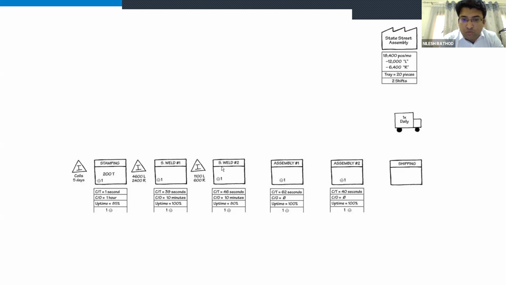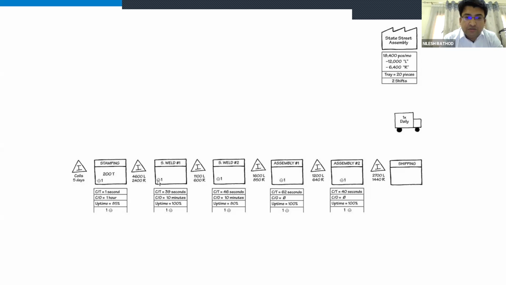Similarly, before spot weld 2, there is inventory. So every workstation has inventory, which is shown by this triangle, and below that you mention the inventory available. Always remember, you have to mention the inventory number of pieces at the bottom, not anywhere else. And the inventory icon should be placed before the workstation. It symbolizes the inventory available before this workstation.